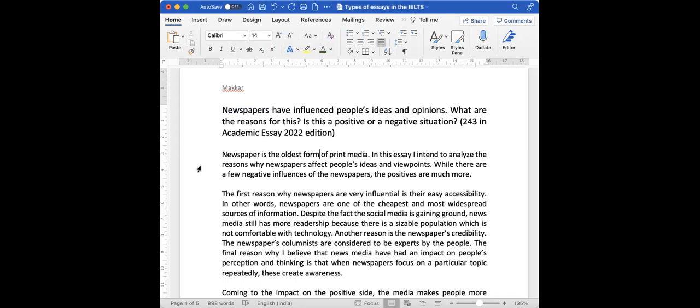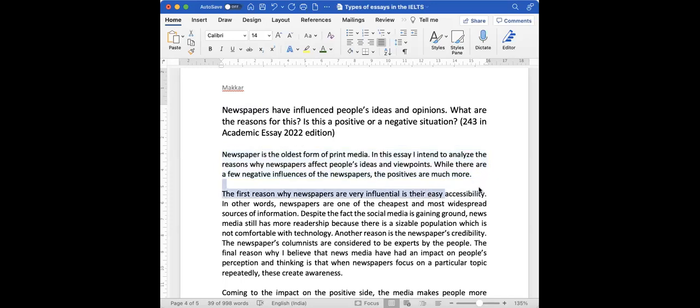Now, is this introduction clear? And does it look like I am successful in telling the examiner that I'm going to focus on the newspaper of all the media? Yes, ma'am. Now, the first reason why newspapers are very influential is their easy accessibility.